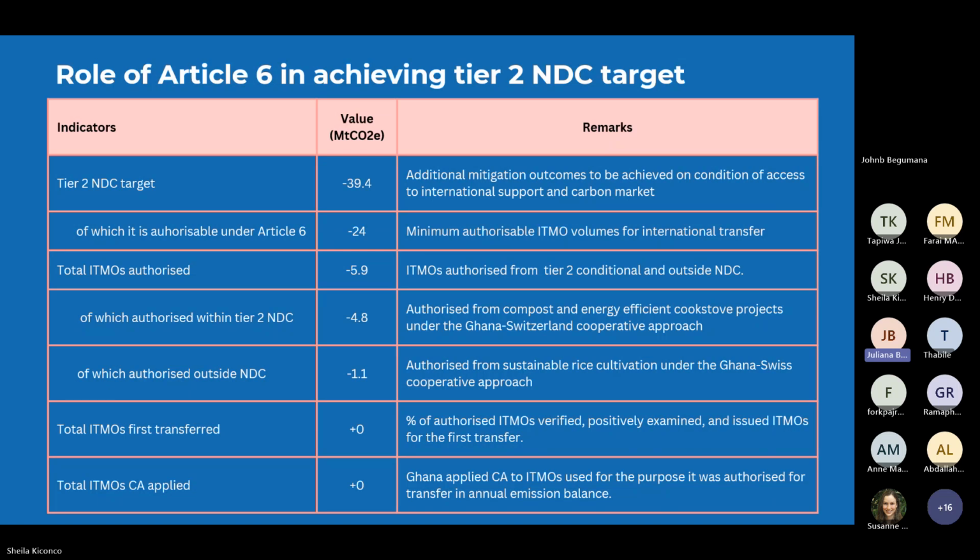And these are around the sectors of waste to compost. We also have rice cultivation. We have cook stove, and these are the projects that have been authorized. But the latest one that was authorized was on e-bikes. I think we are yet to post that on our website. Next slide, please.